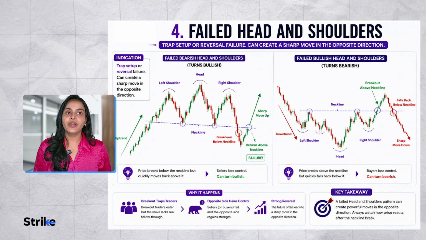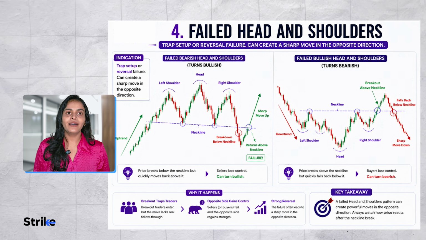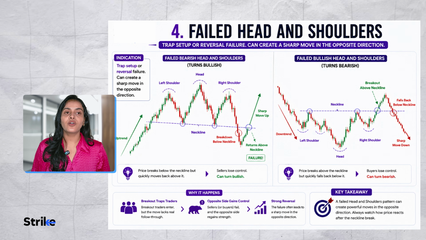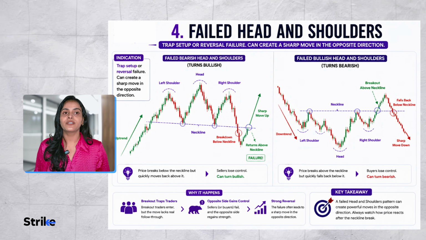So the fourth one is going to be failed head and shoulders. Yes, that is also a pattern. Weird, right? But it is. Sometimes price breaks the neckline but quickly reverses. This is called a failed pattern, and failed breakdowns can lead to sharp moves in the opposite direction as well.